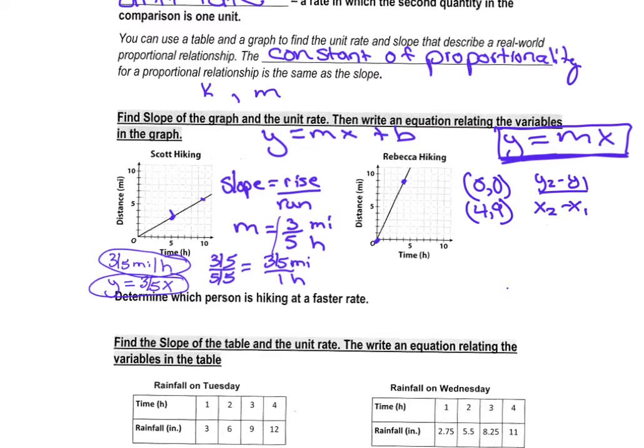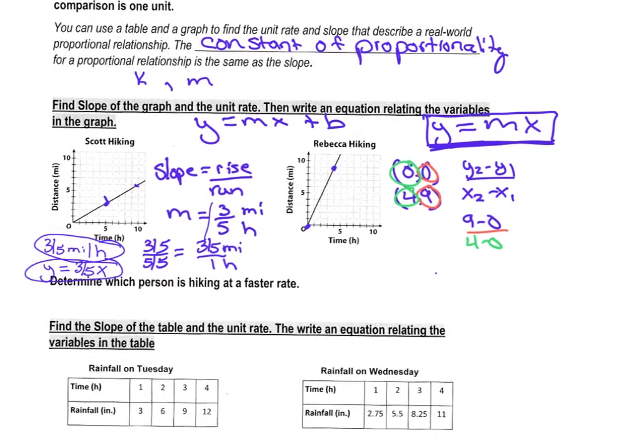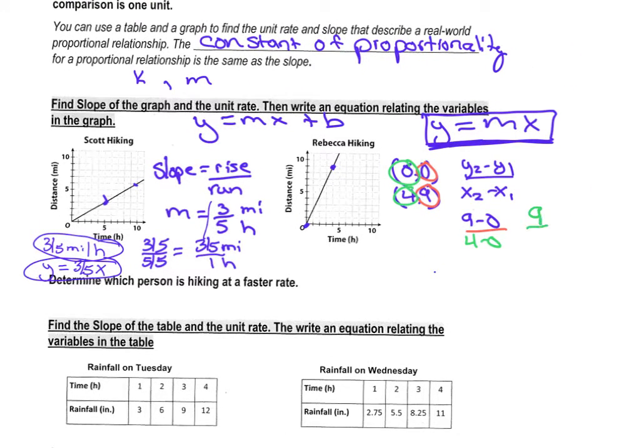You can do slope like we did on the first one, rise over run, or you could do it this way, right? So I have 9 minus 0 if I subtract my y's, right? 9 minus 0 over, if I subtract my x's, 4 minus 0, right? So my slope is 9/4.